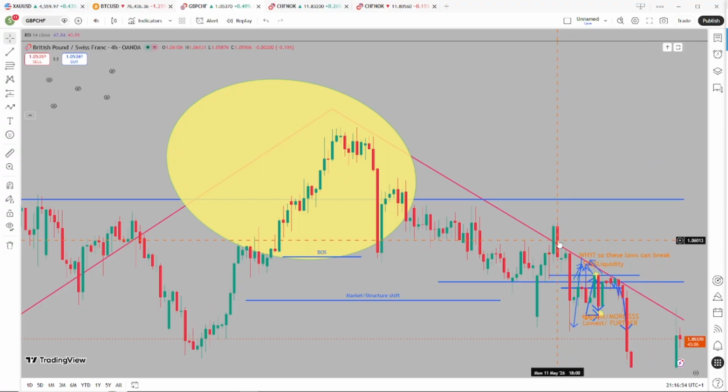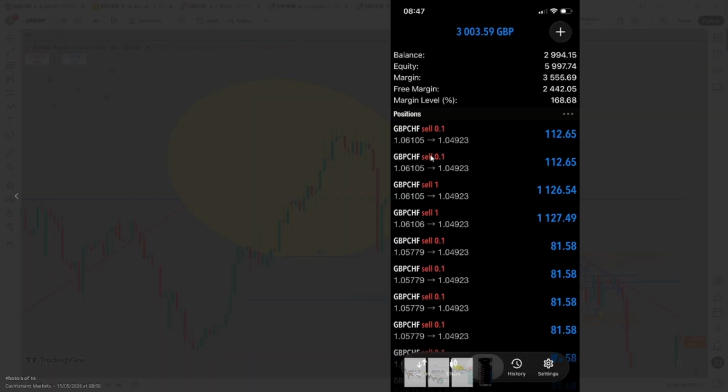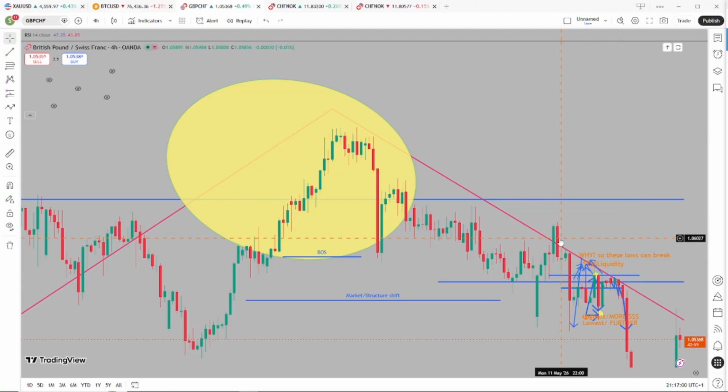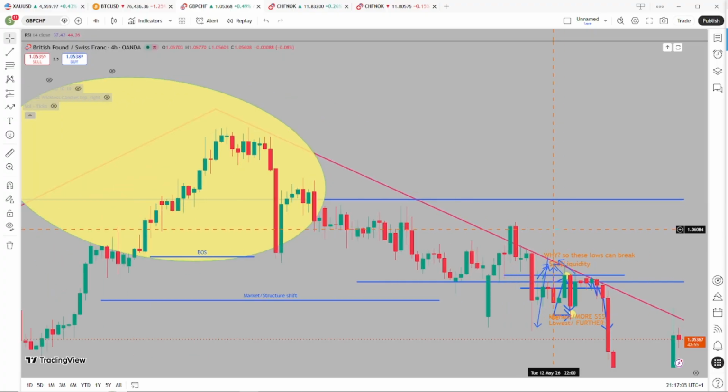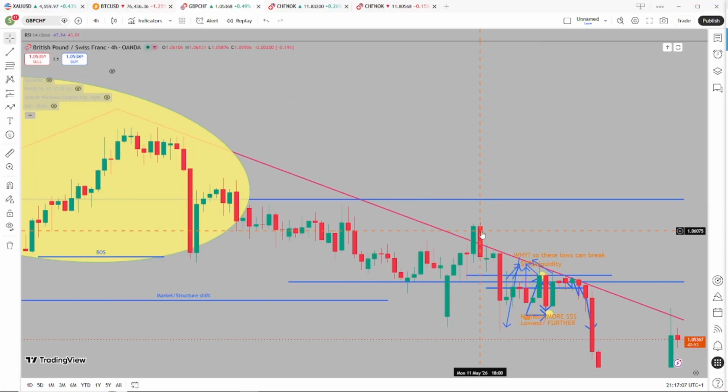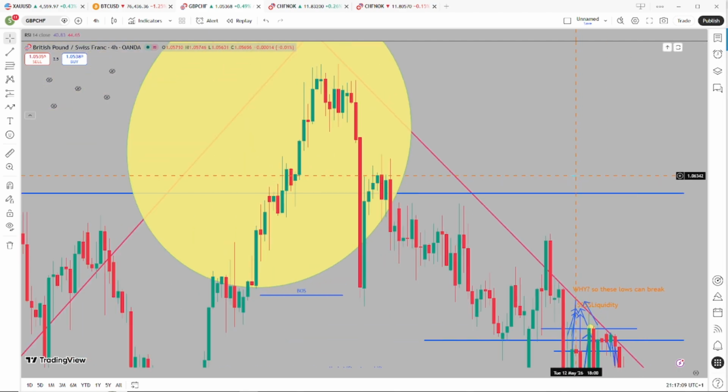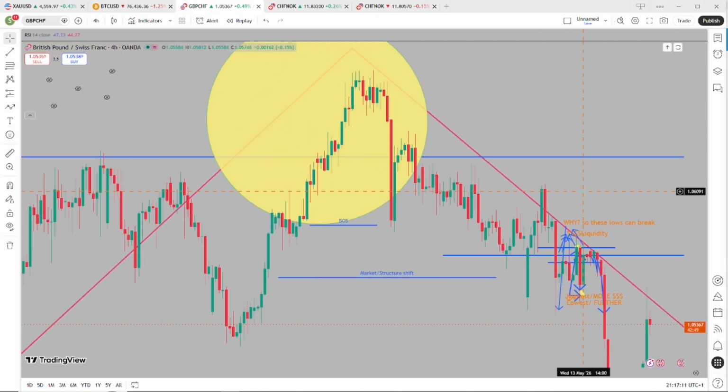Wait, let me just double check that. It was 1.06105. Yeah, so it was right here. What a sniper entry, Seb, right? What a sniper entry. Come on, who can tell me that's not a sniper entry? That is a sniper entry. That is completely a sniper entry, bro. Right in the headshot. You know what I mean?